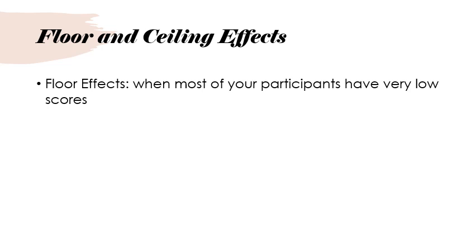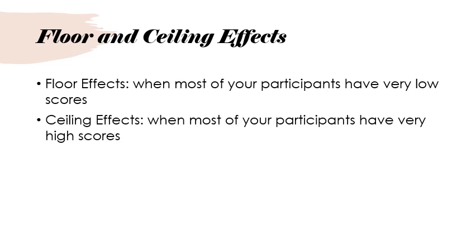We also have floor and ceiling effects, which relate to some issues that we see with measures. Floor effects are when most of your participants have very low scores. This means that the floor was set too high for a measure. So in the example that I gave earlier, when most of the participants in my study marked the 1 option, it was because they didn't have any other options that were less than that, whatever that 1 meant. And so everyone was gathering around the bottom of the measure.